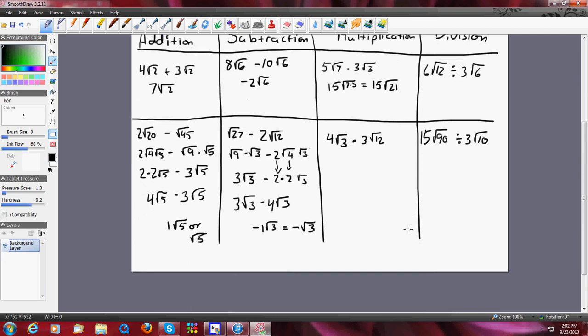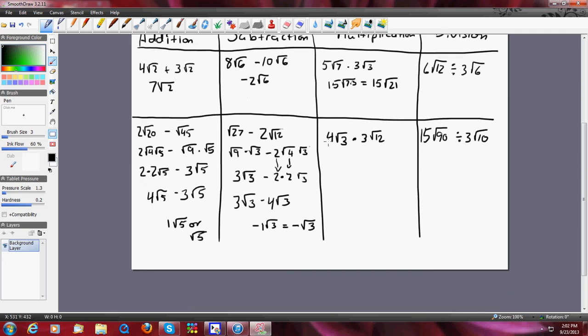I gave 2 examples because I want you to see what happens here. 4 times 3 here is 12. Then I get 3 times 12. Well, 3 times 12 is 36. But we know the square root of 36 is actually 6, so you're going to end up with 12 times 6, which is 72. So my point is you multiply those, and if you can simplify, you should.